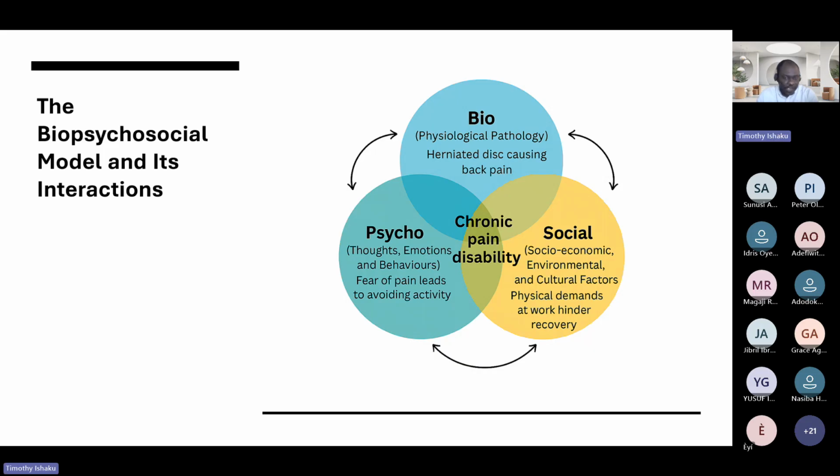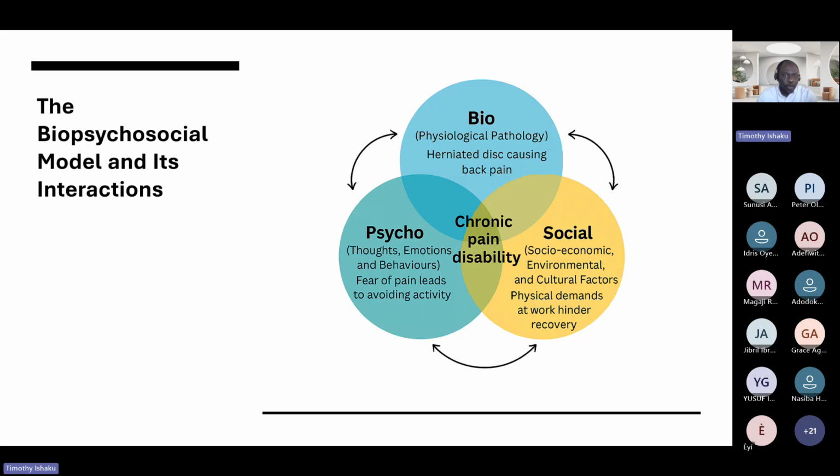Because of the social determinants, somebody with herniated discs continues to go and do physical work because a man has got to hustle, they have to go and look for things. It hinders recovery, and that is the socio-economic factor that we have to appreciate in our environment. And these interactions, if you see the arrows, are bidirectional. So the psychological affects the social, the social affects the psychological, the social affects the biological, the biological affects the social, and so on and so forth.